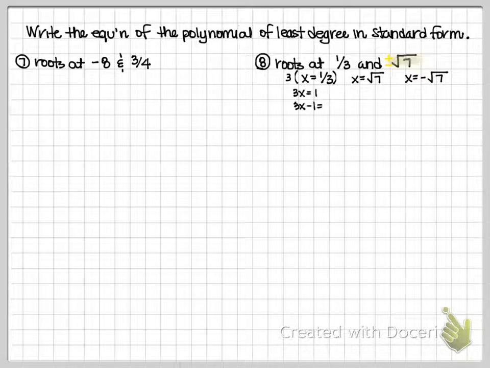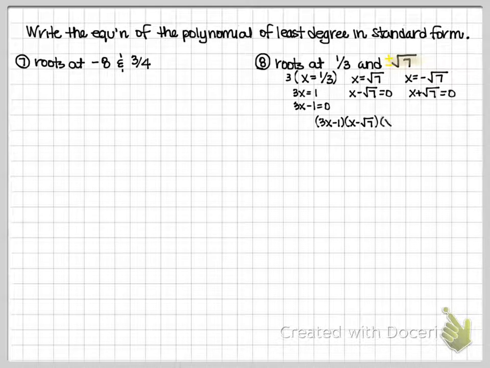So 3x minus 1 is equal to 0. So one of the factors that I'm going to multiply is 3x minus 1. Then I'm going to go over here. There's no fraction to get rid of, so I'm just going to minus the root 7 to the other side. So let's go ahead and include that guy as one of the factors, and then add the root 7 to the other side on this one. So x plus root 7 is one of the factors as well.